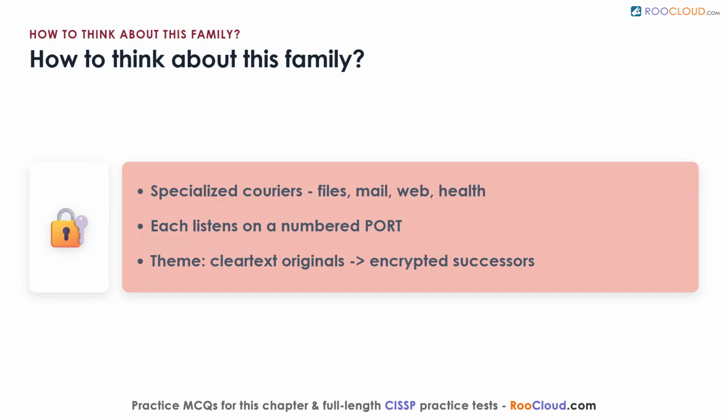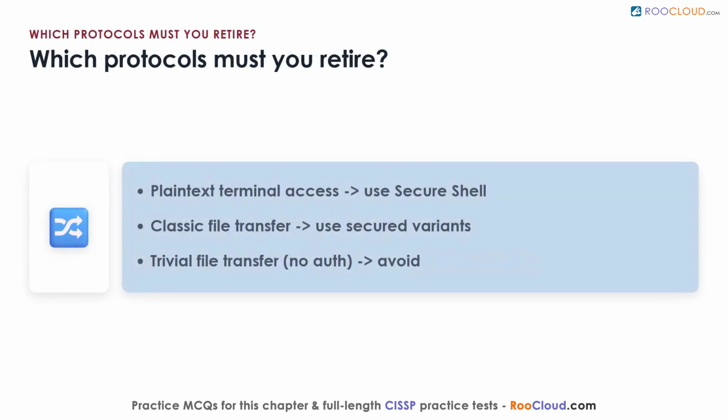Which remote access and file transfer protocols must you retire? The plain text ones. The old terminal access protocol sends commands and even passwords in the clear, so replace it with the secure shell. The classic file transfer protocol likewise exposes credentials and data, so move to its secured variants. Its trivial cousin needs no authentication at all and should simply be avoided.